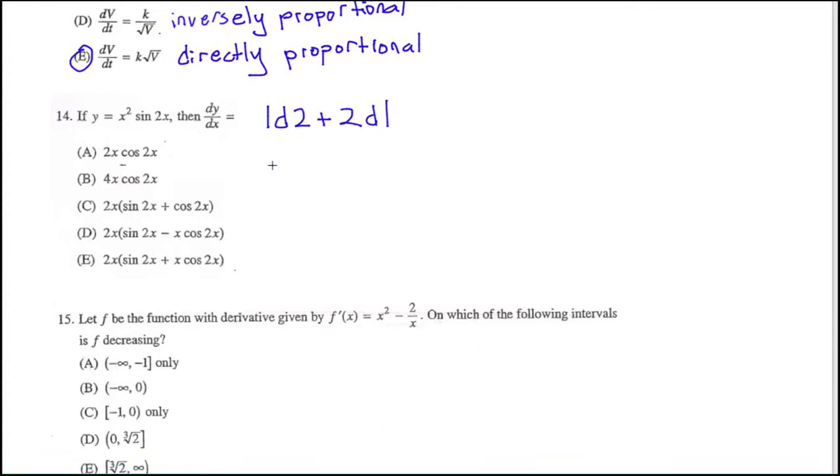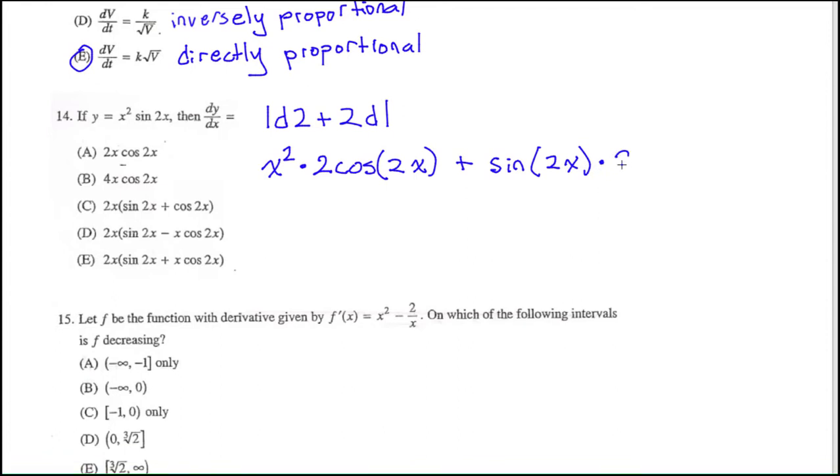All right, so 1 is x squared. d2: what's the derivative of sine of 2x? 2 cosine of 2x. Good job. Again, that 2 doubles, the derivative of sine is cosine, and then you have to leave the 2x in there. So that's 1 d2 plus, now I'm going to do 2. 2 is sine of 2x. And d1: what's the derivative of x squared?